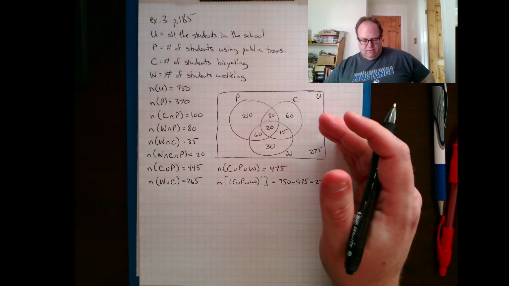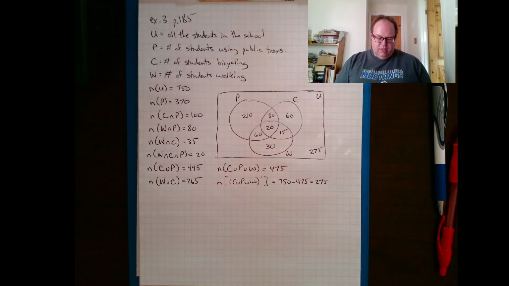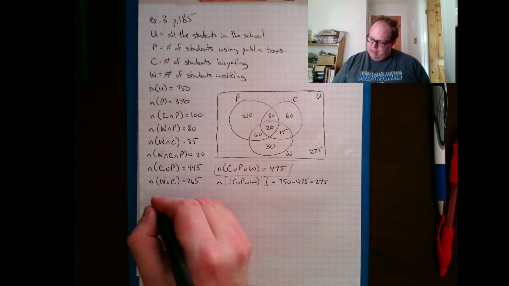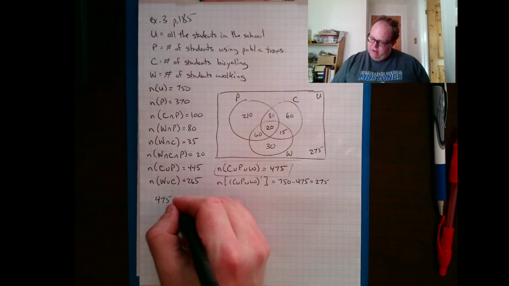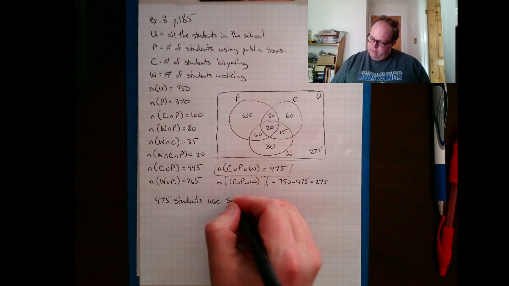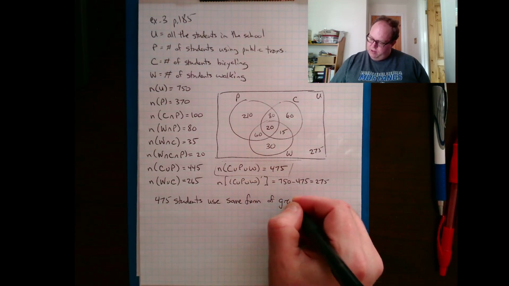So that's my completed Venn diagram, and ultimately we are asked how many students use green transportation. That's going to be this number, and we can say that 475 students use some form of green transportation.